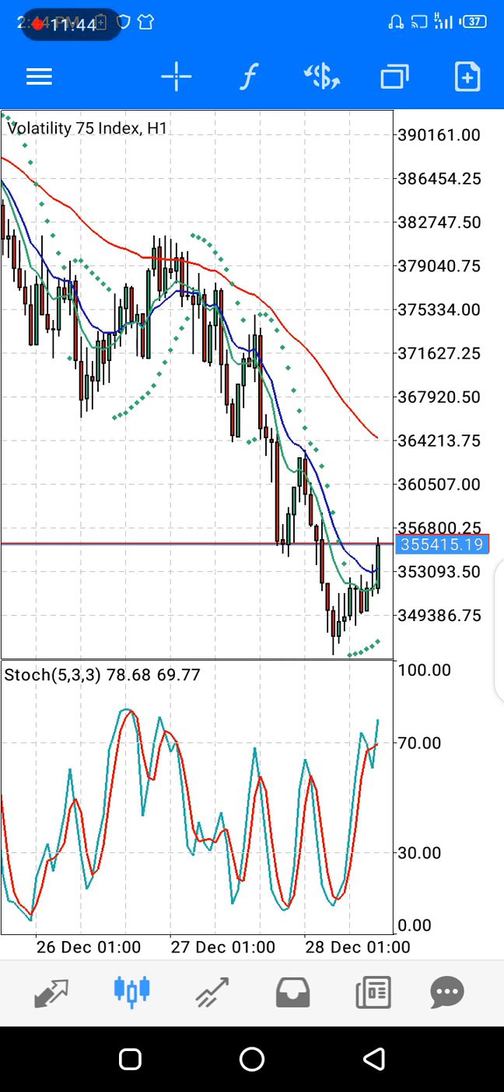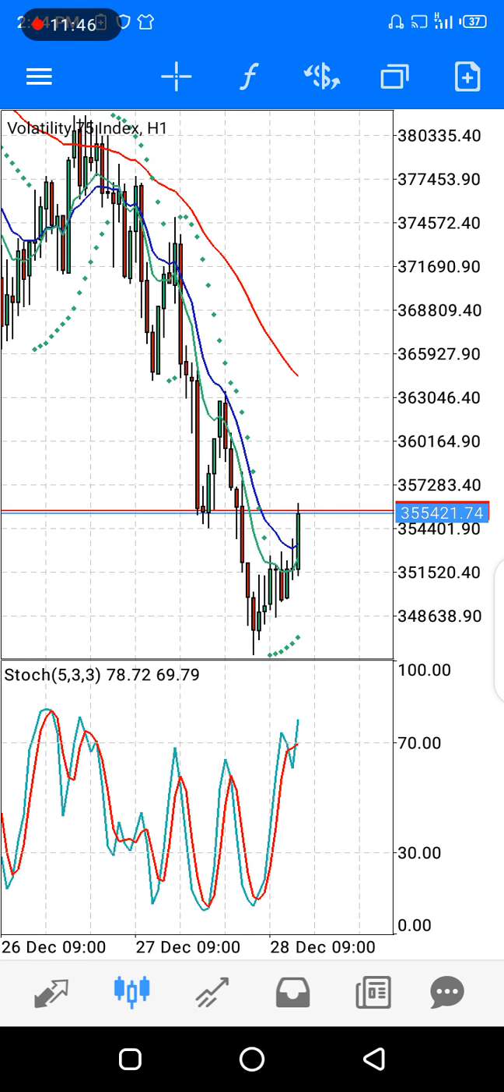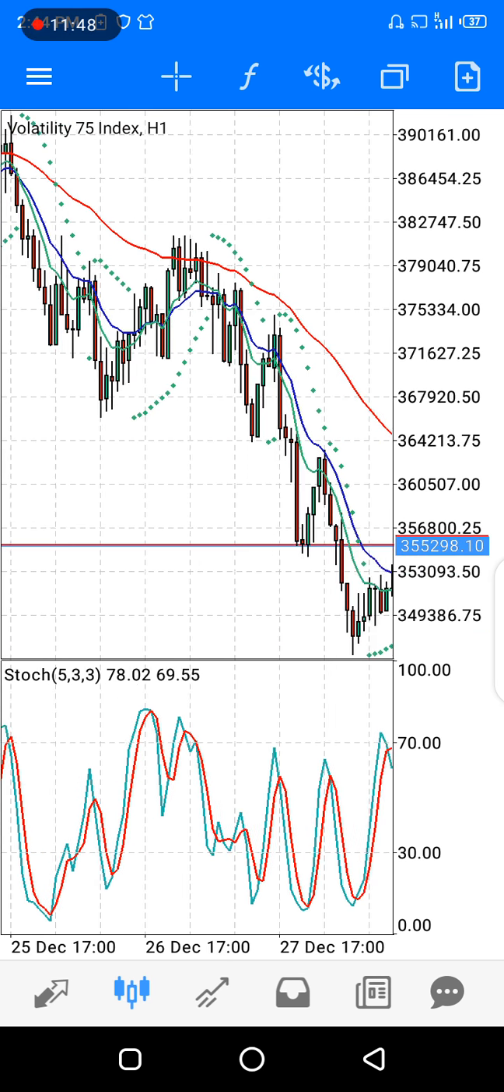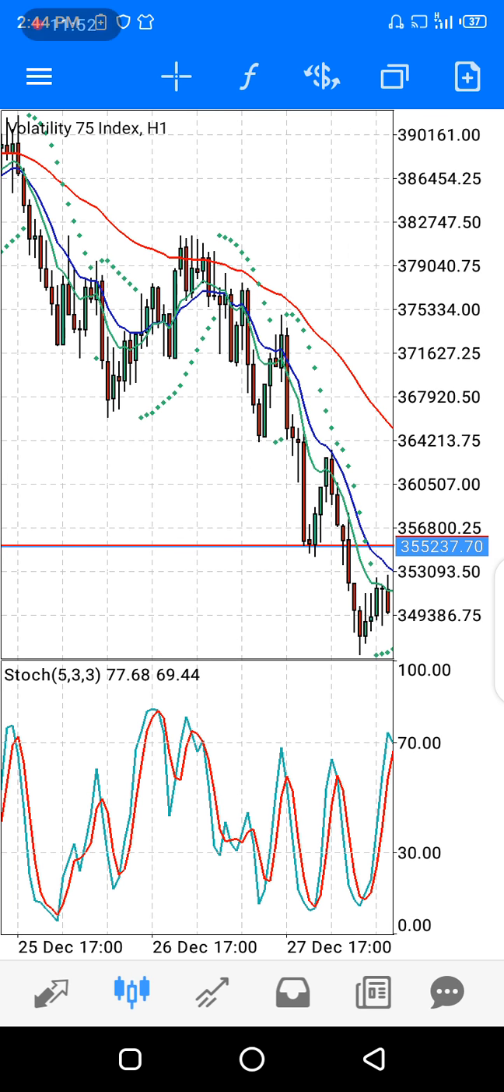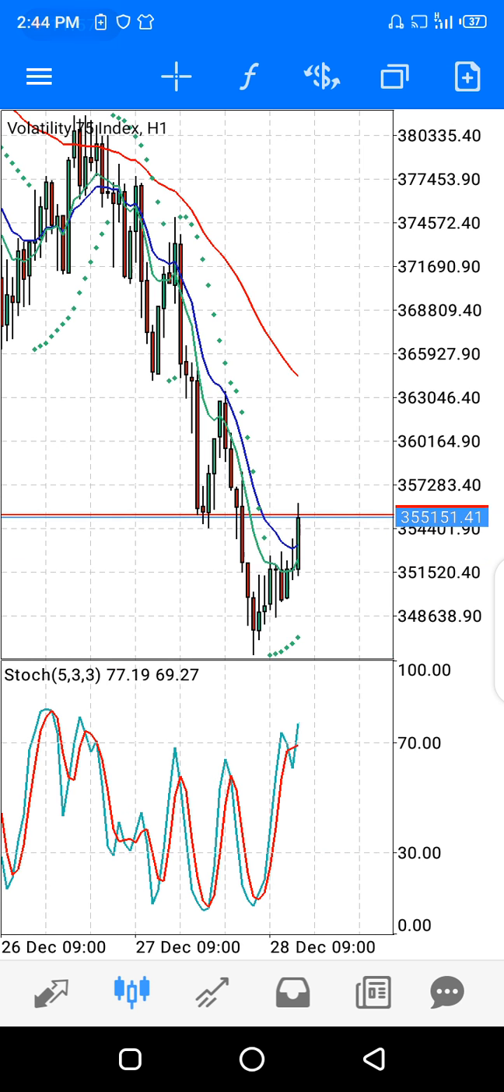We have it over here. Look at it over here. So many pips. It came all the way down here. So many pips. More than 1,000 pips.